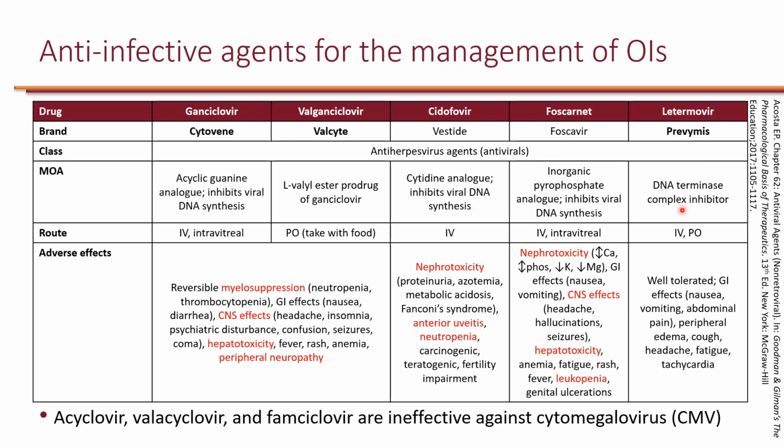The mechanism is different. So it is an inhibitor of DNA terminase complex. And this is something that's very unique to the virus, to CMV. So basically, because mammalian cells do not have this, there is very minimal adverse effects from letermovir. So it is generally well tolerated. Of course, there can be some GI effects like nausea and vomiting, and it is available as both IV and PO.